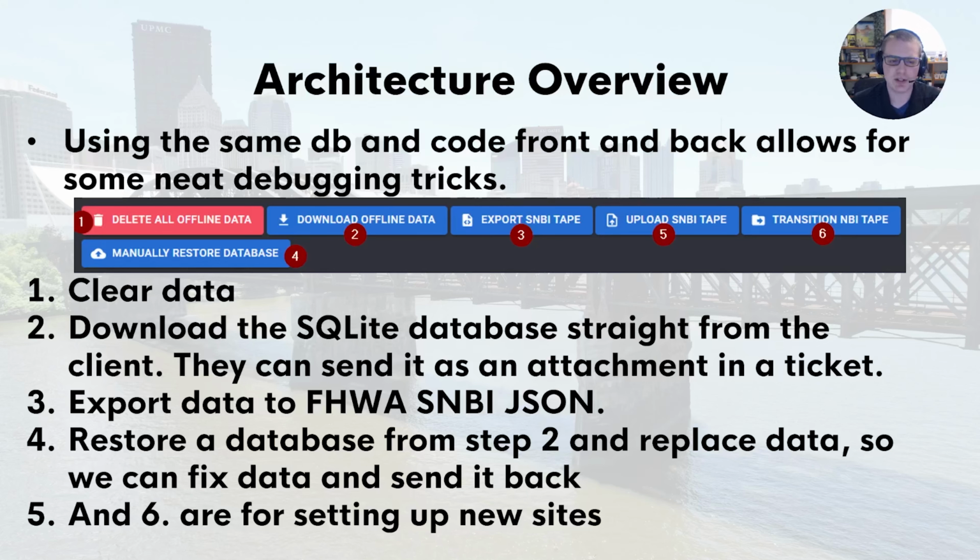And then 5 and 6 are just for setting up new sites, typically for development, but you can upload an SNBI tape to import data for a bridge, or number 6 is to transition from an old NBI tape to new SNBI format.